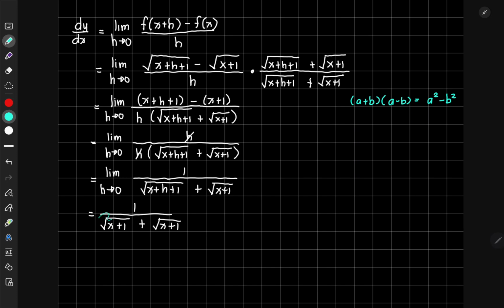So, we know that we have an invisible 1 here and an invisible 1 here. From the rule of the radicals, since the expressions inside the radicals are the same, square root of x plus 1, we can just add the two, which is 1 plus 1. So this would be equal to 1 all over 2 square root of x plus 1. And this is the derivative of our function y, which is dy over dx.